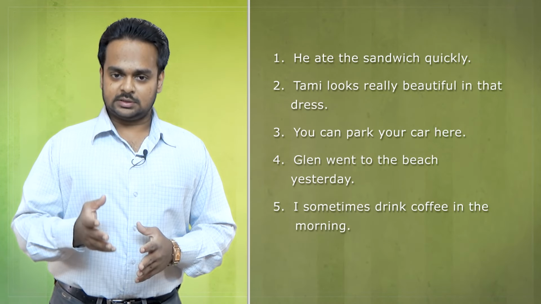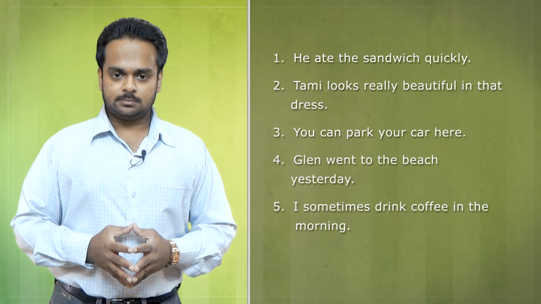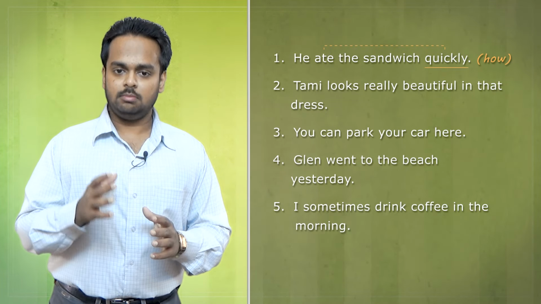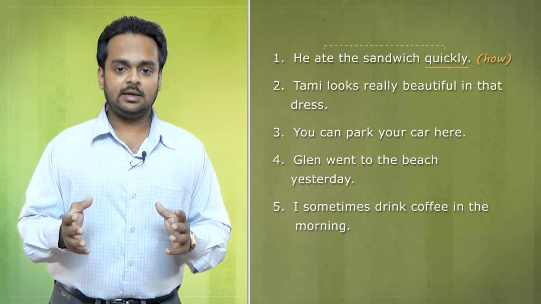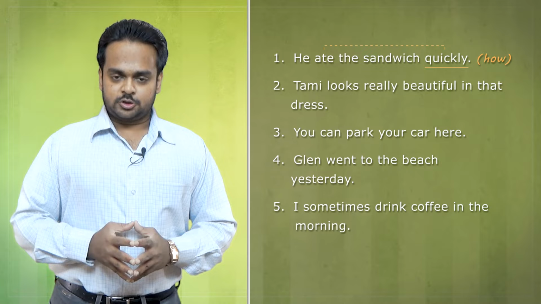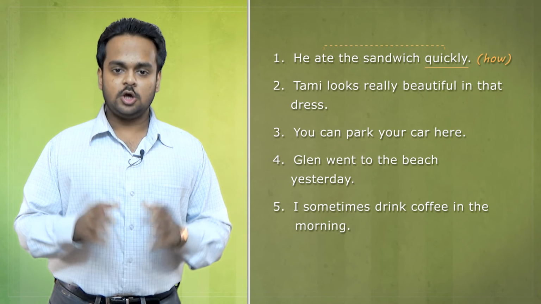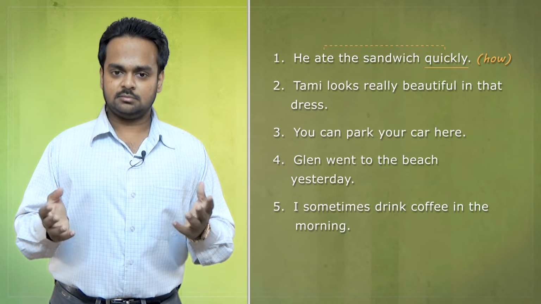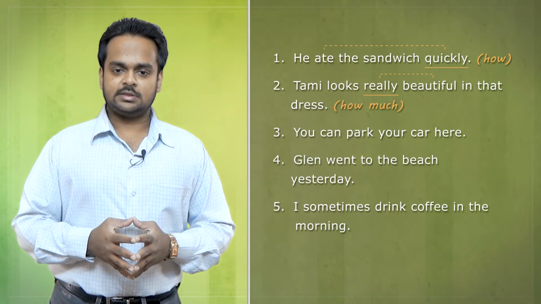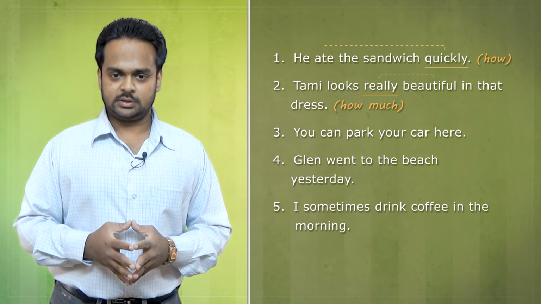Take a look at these examples. In number 1, he ate the sandwich quickly. Quickly is the adverb. It gives information about the verb ate. How did he eat the sandwich? He ate it quickly. In number 2, how beautiful is Tammy in that dress? She is really beautiful. It means very beautiful. So the adverb really modifies the adjective beautiful. That means it gives information about the adjective.